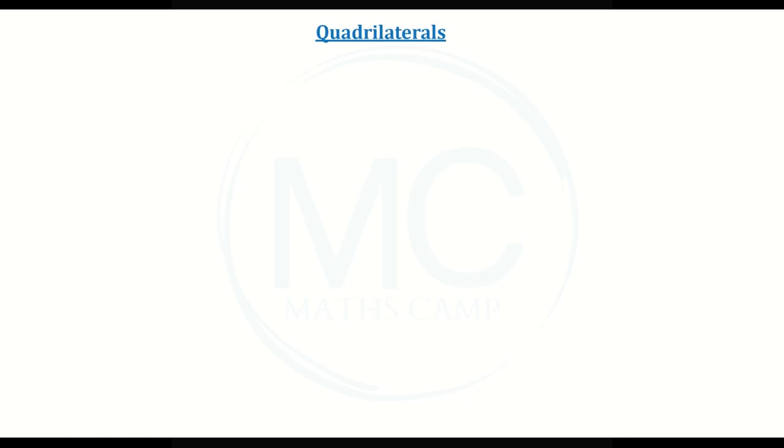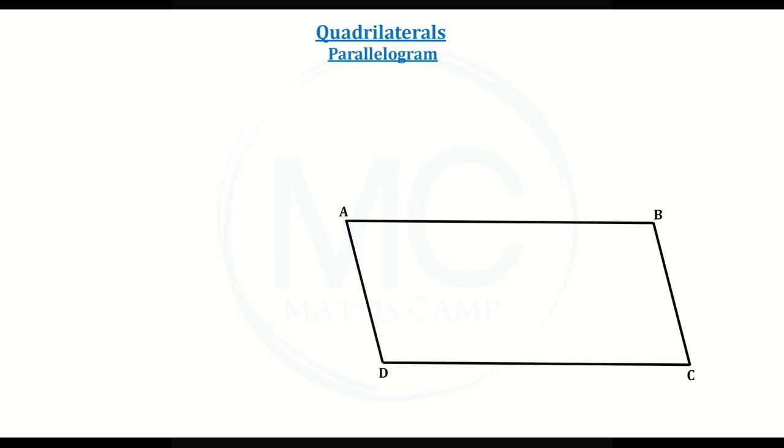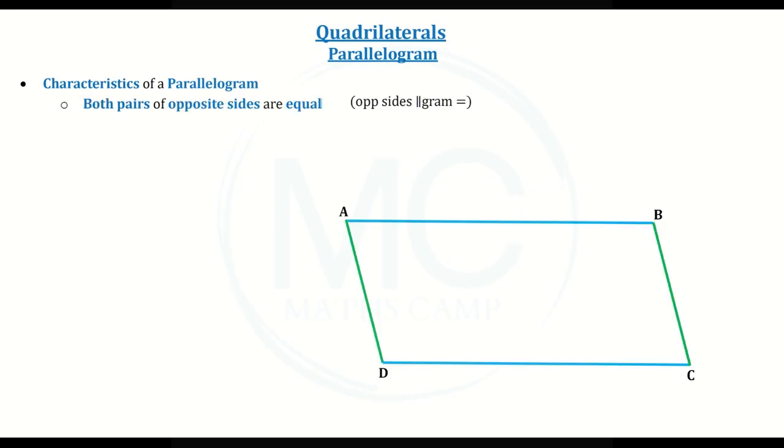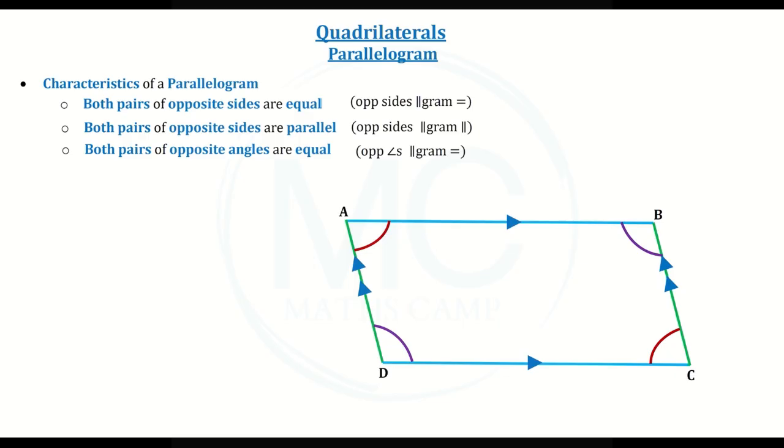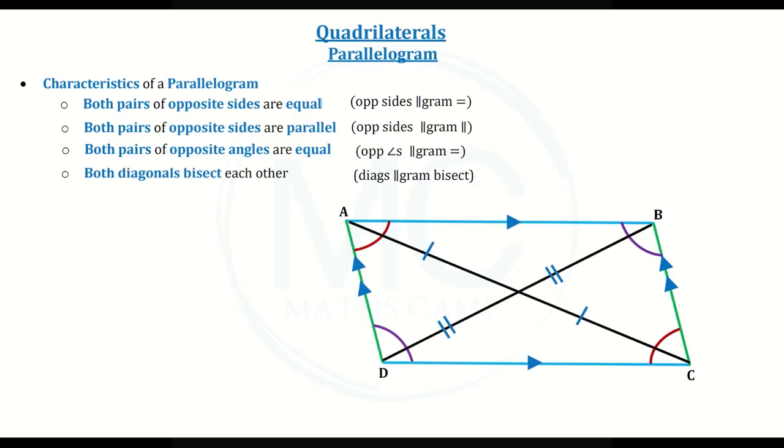In this video, I'd like to look at an intricate example of how we work with parallelograms. Remember that a parallelogram has four important characteristics that you need to learn. In a parallelogram, both pairs of opposite sides are equal. Both pairs of opposite sides are parallel. Both pairs of opposite angles are equal. And the diagonals bisect each other. Also, just like all quadrilaterals, the interior angles add up to 360 degrees.